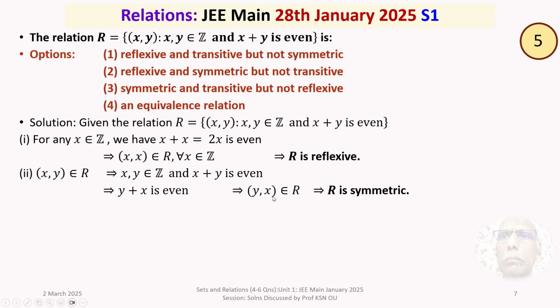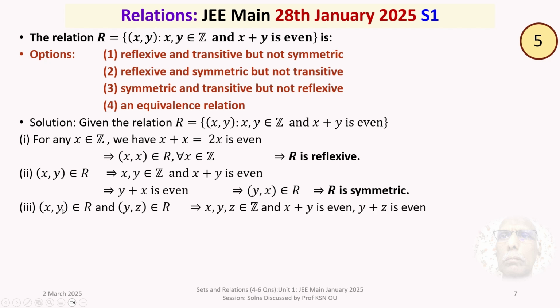So (y, x) belongs to R whenever (x, y) belongs to R. Therefore, R is symmetric. Option 3. Now for transitivity: (x, y) belongs to R and (y, z) belongs to R implies x, y, z are integers and x plus y is even, because (x, y) belongs to R, and y plus z is even.